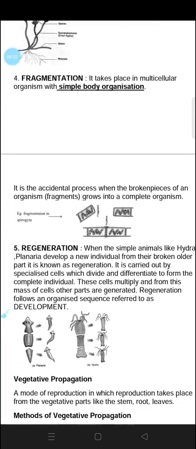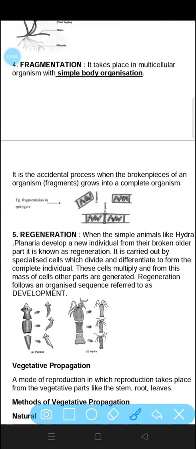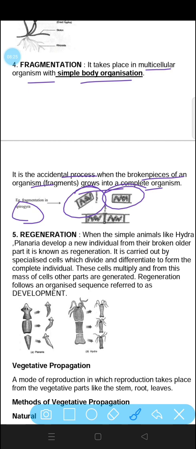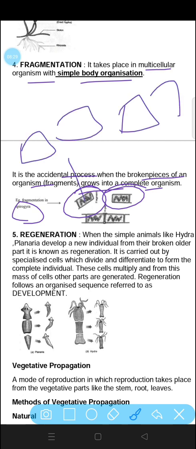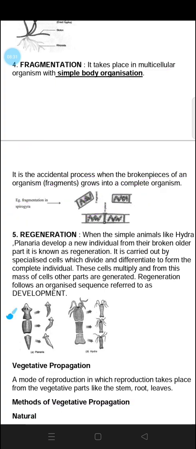Next is fragmentation. Fragmentation takes place in multicellular organisms with simple body organization. It is an accidental process where the broken pieces of an organism grow into a new complete organism. For example, Spirogyra. Spirogyra reproduces with the help of fragmentation. It breaks down into two fragments, and these two fragments further break down into two fragments, and so on; the process is carried on.